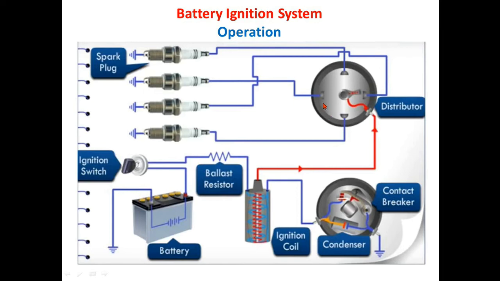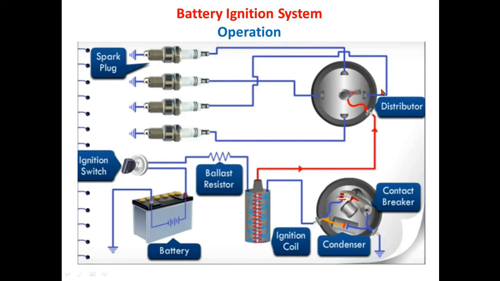Here, in the distributor, high voltage is transferred to the distributor rotor arm, which rotates according to the camshaft. In the distributor, whenever the distributor arm comes in contact with the distributor point, high voltage jumps because of the air gap to the distributor point.